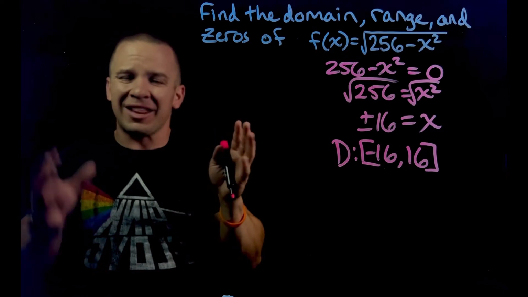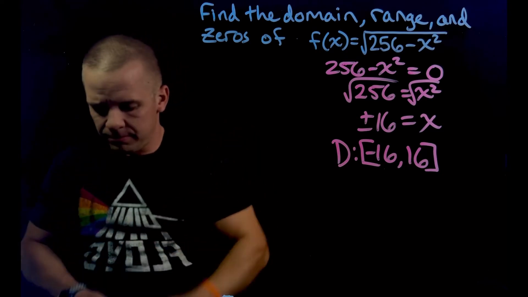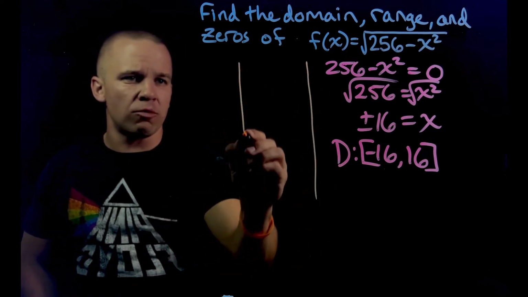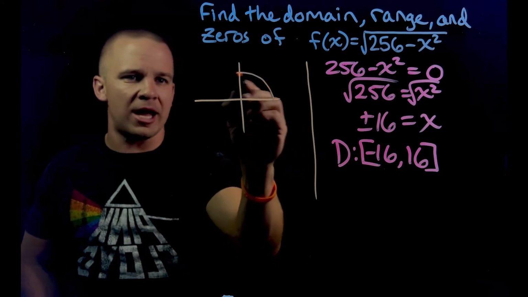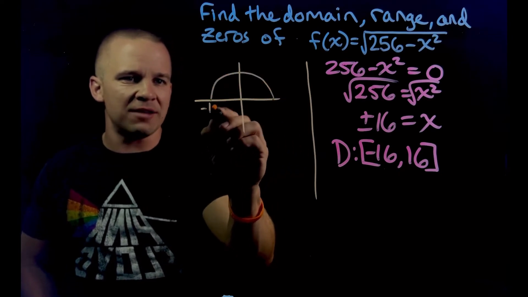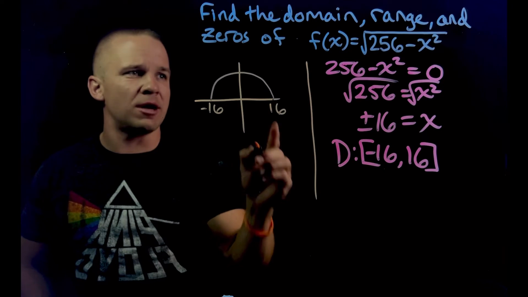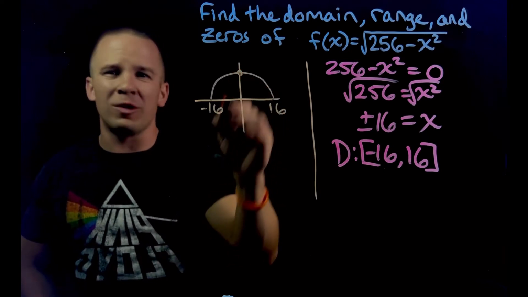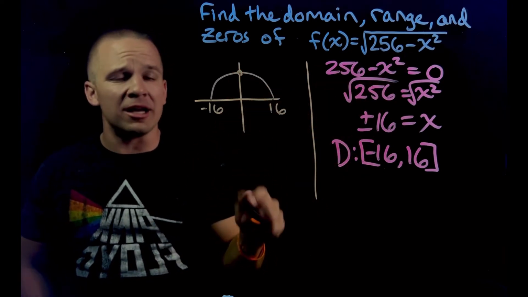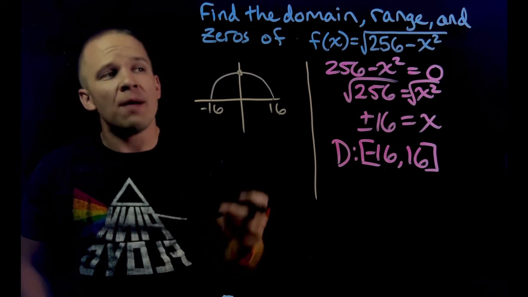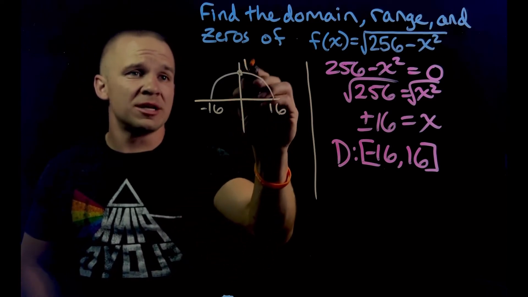For my range, I have to think about what the graph of this thing looks like. If I were to sketch a rough graph here, it looks something like this. I'd have the negative 16 here, and I'd have the positive 16 right here. That high point there is when x equals 0. If I plug in 0 for x, I'm going to get the square root of 256, which is 16.